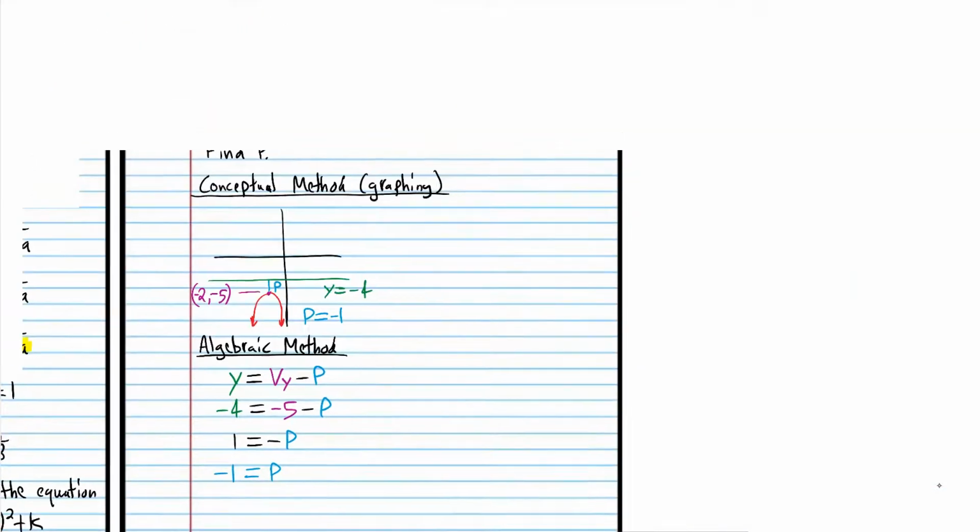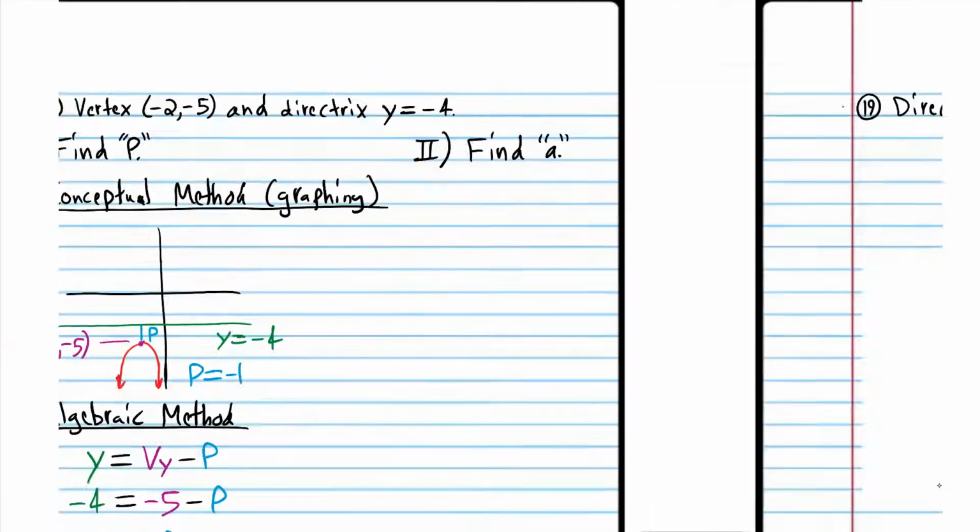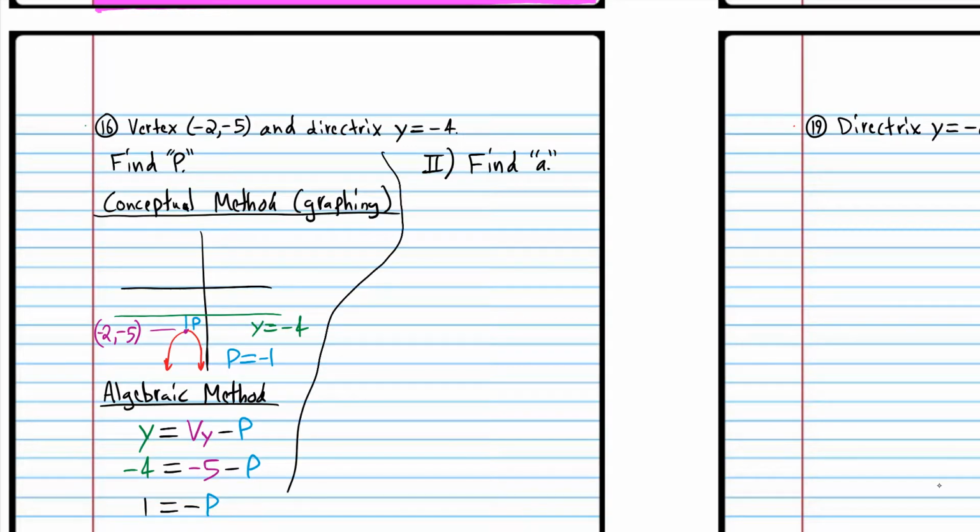And now we want to find a. So go up to step 2 here. And you can put a divider here if you run out of room.